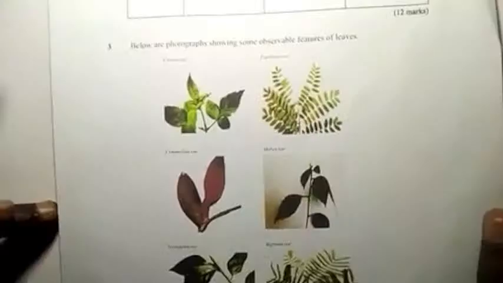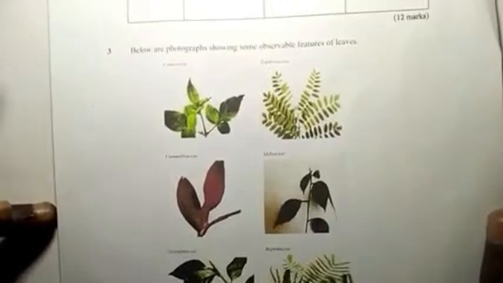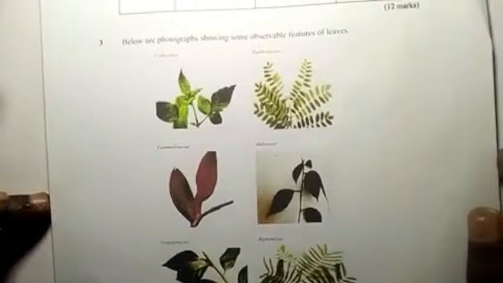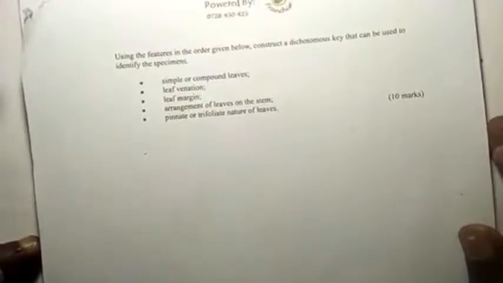3. Below are some photographs showing some observable features of leaves. You are instructed, using the features in the order given below, to construct a dichotomous key that can be used to identify the specimens. The first one, you should start with leaf simple or leaf compound, then leaf venation, margin, arrangement of leaves, pinnate or trifoliate.